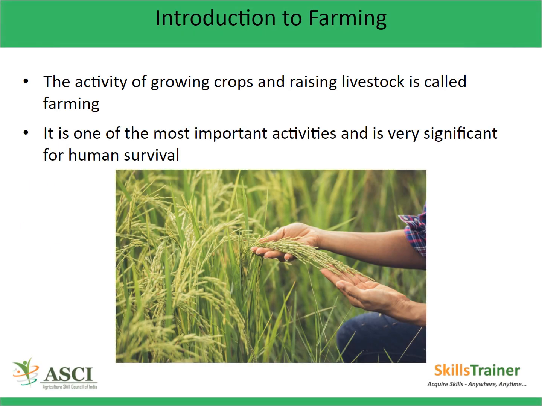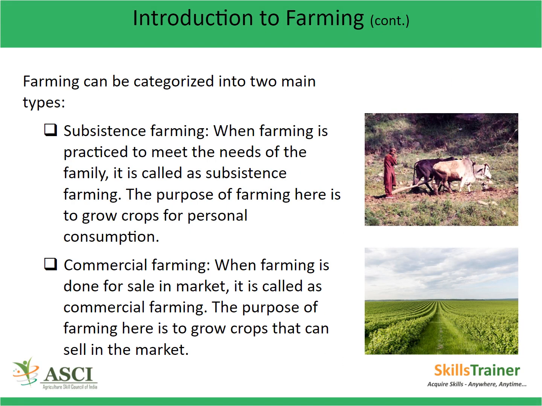Introduction to Farming. The activity of growing crops and raising livestock is called farming. It is one of the most important activities and is very significant for human survival. Farming can be categorized into two main types: subsistence farming and commercial farming. When farming is practiced to meet the needs of the family, it is called subsistence farming. The purpose of farming here is to grow crops for personal consumption.